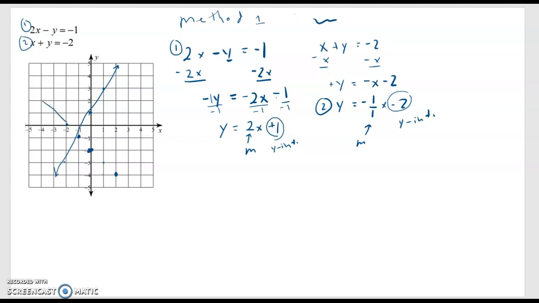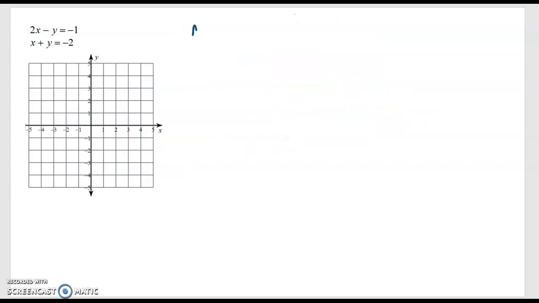And you can see with my bad drawing that those two lines cross at the point negative 1, negative 1. It's negative 1 on the x-axis, negative 1 on the y-axis. So that is my solution for the first one. The solution to the system is x equals negative 1, y equals negative 1. So, method 2.